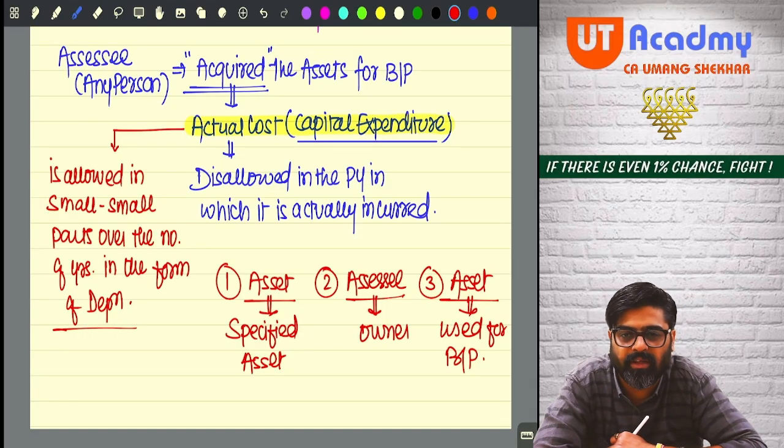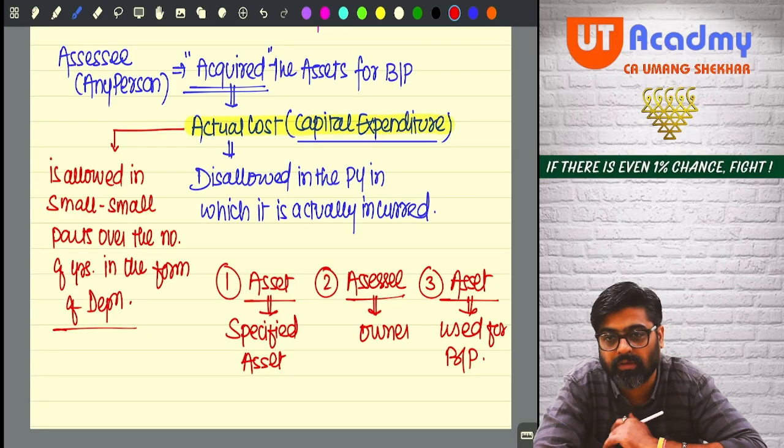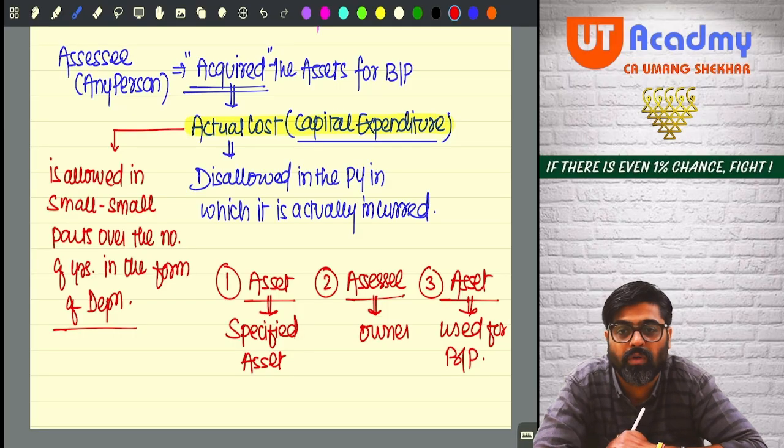The asset must be a specified asset. Only the cost of these assets will be allowed as a deduction in the form of depreciation. No other asset, only these assets. Number two, the assessee should be the owner of that asset.